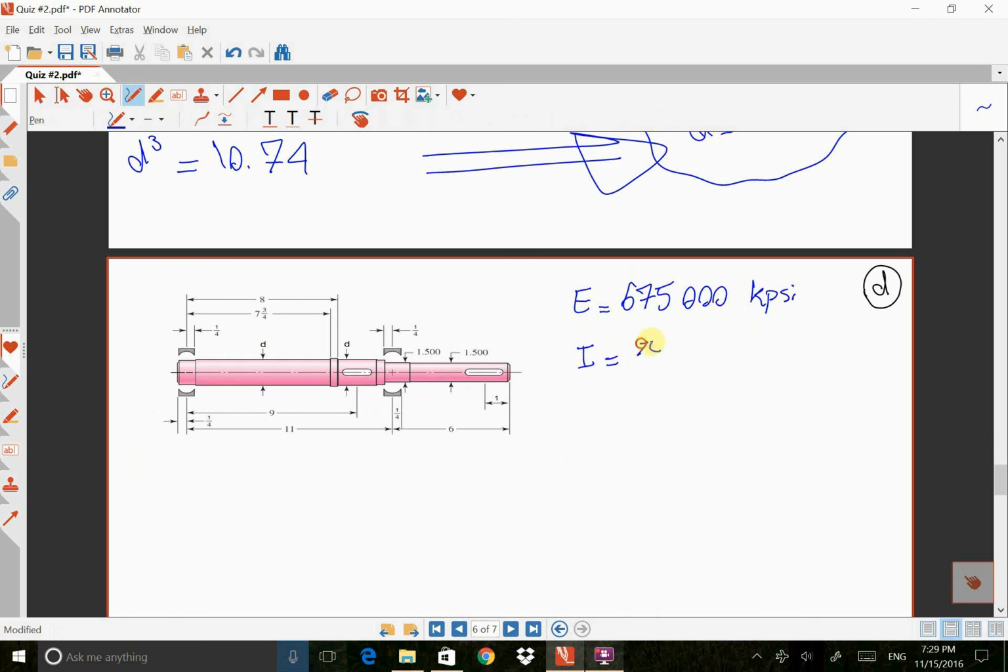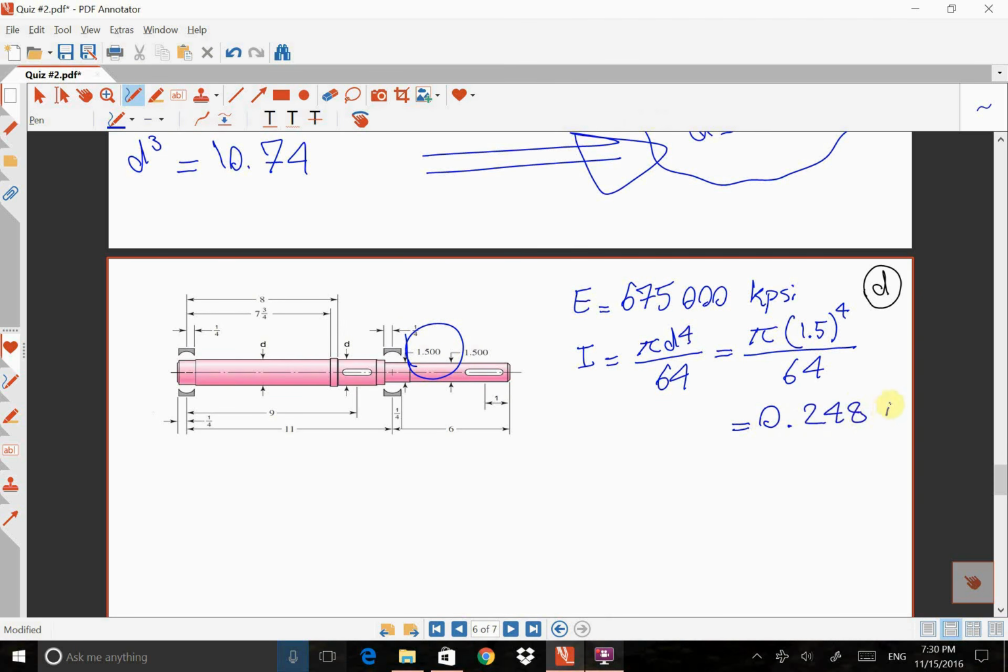Here we have a shaft with circular cross section, and that's pi d to the power of 4 over 64. Because part D said to assume that the diameter of the shaft is constant and is 1.5 for the whole shaft, just substitute that here. So that will be pi times 1.5 to the power of 4 over 64, and the answer will be 0.248. The unit is inch to the power of 4.